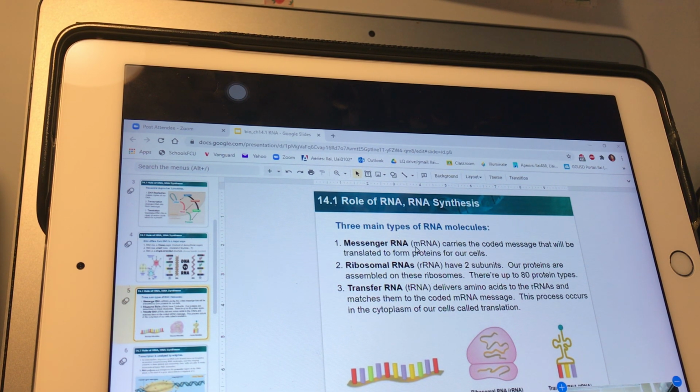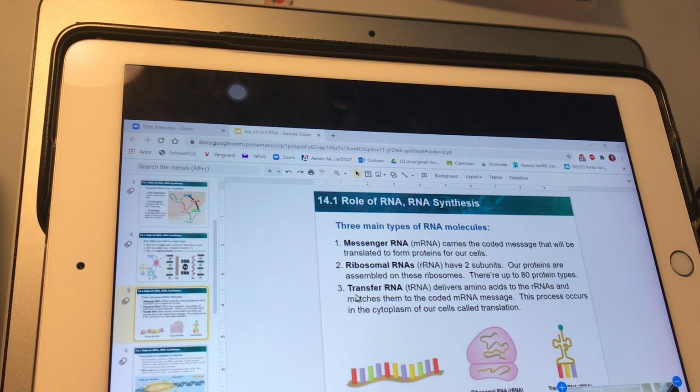Messenger RNA carries the message to make my skin that I just got burned. The ribosomal RNA is the one that does the work. It's the supervisor. It's the worker, the laborer. The transfer RNA is another worker that goes around the cells and looks for food, looks for supplies, so they can bring it to the ribosomal RNA so that you can put it together so that you can make skin cell. Okay, we got it?